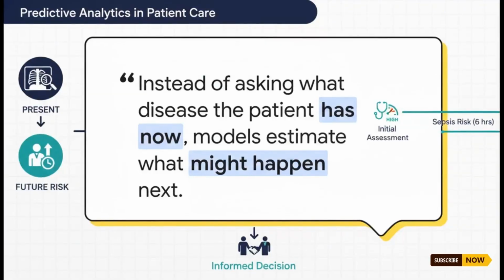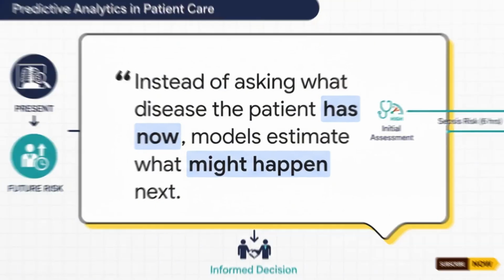And this right here brilliantly illustrates that conceptual shift. Traditional diagnostics are all about the present. Does this patient have pneumonia right now? This is different. This is about prognosis. It's about future risk. The question becomes, is this patient at risk of developing sepsis in the next 6 hours?